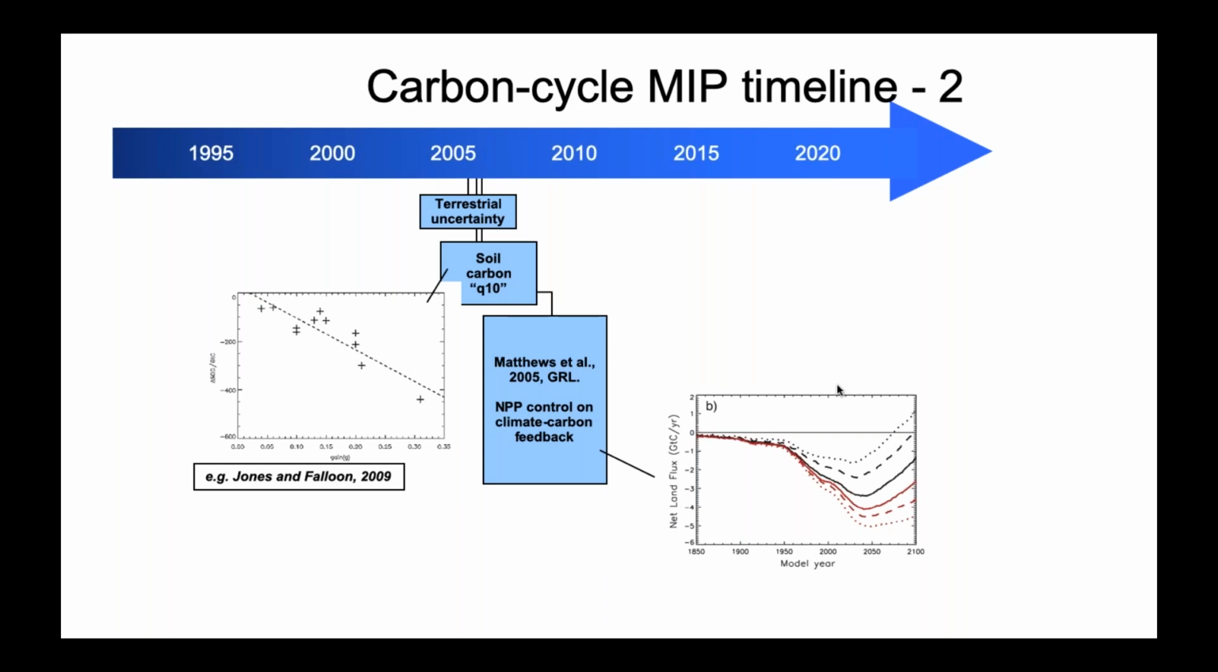But most of these early studies sort of fixed on the fact that it was the response to climate that was the big uncertainty. So we were looking at simulations with and without climate change and how they affected the carbon cycle.